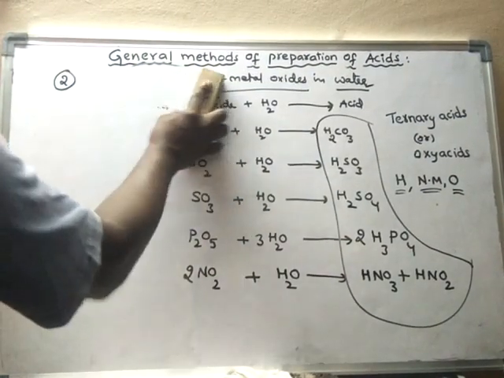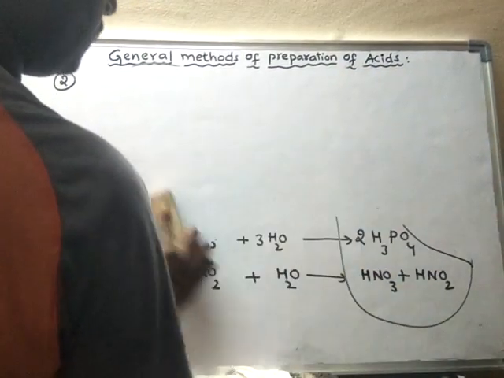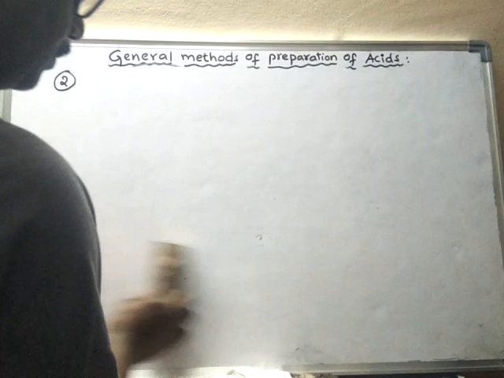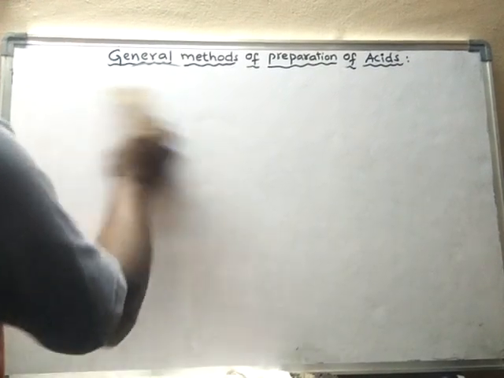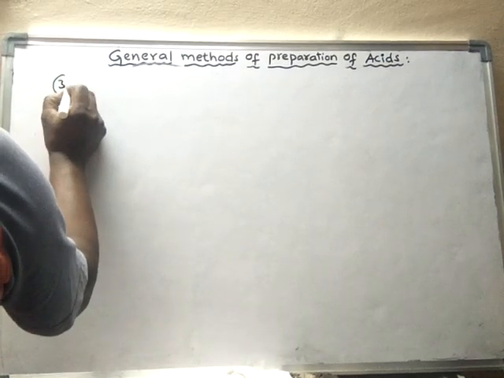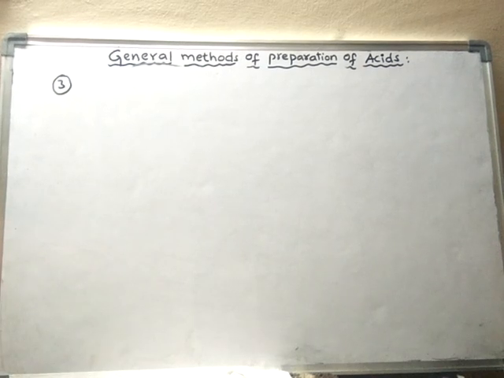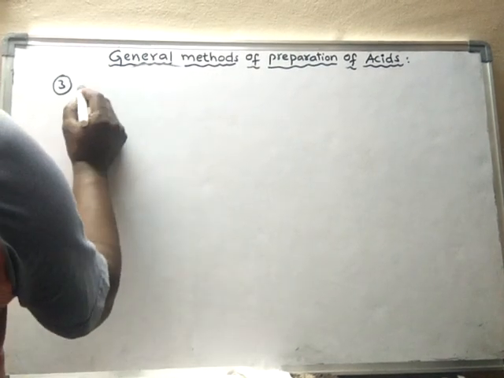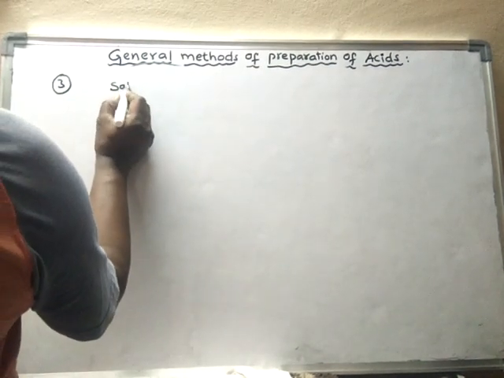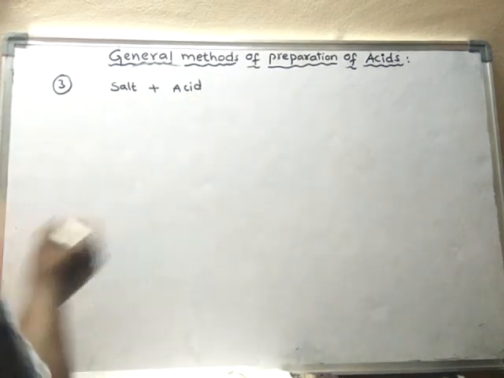Now let us learn the third method of preparation of acids. Here in the third method, we heat the salt of a more volatile acid with a less volatile acid. So we will take salt and acid and we will heat it.